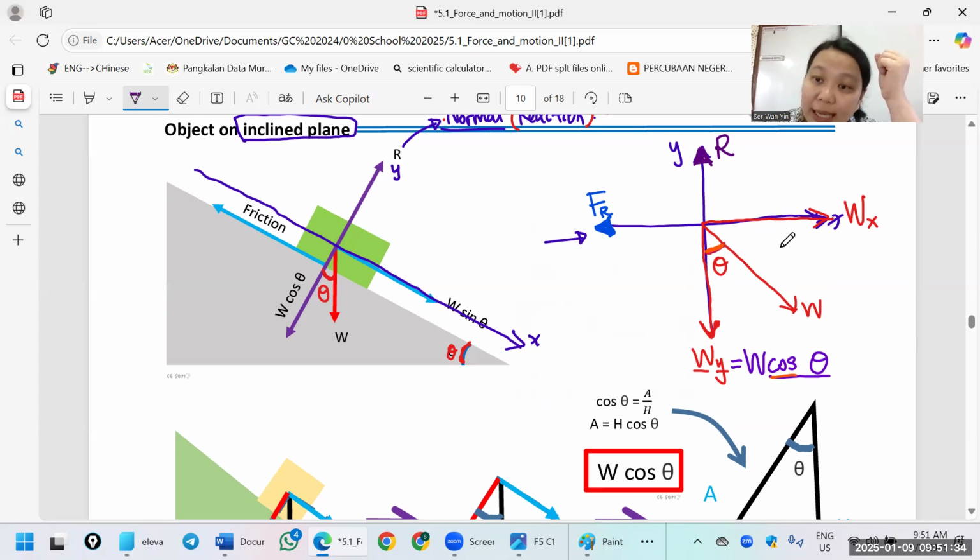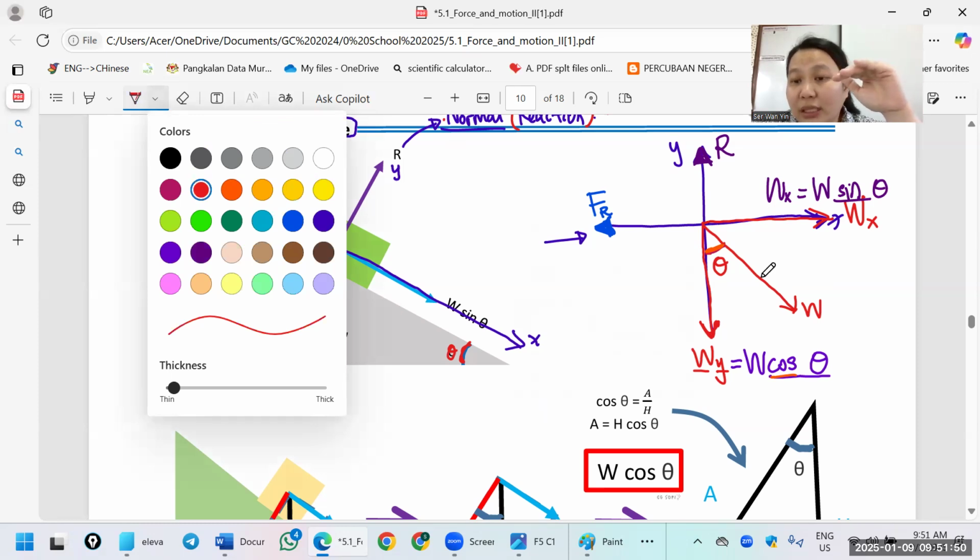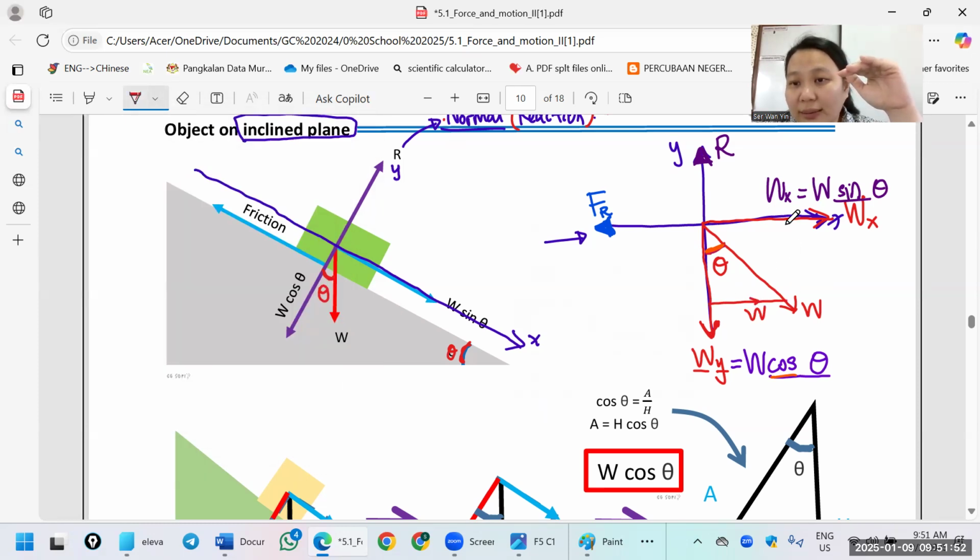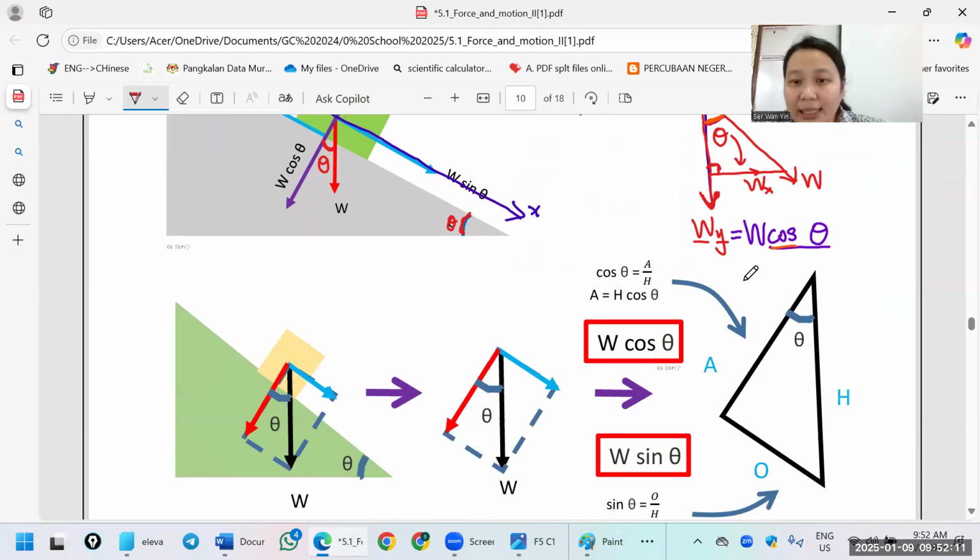So now I believe you get that. So Wx will equal original W sine theta, because this angle doesn't touch Wx. So actually we can transfer this Wx down to make a triangle. So see, actually it's opposite. It's opposite. Okay, seems like you understand.